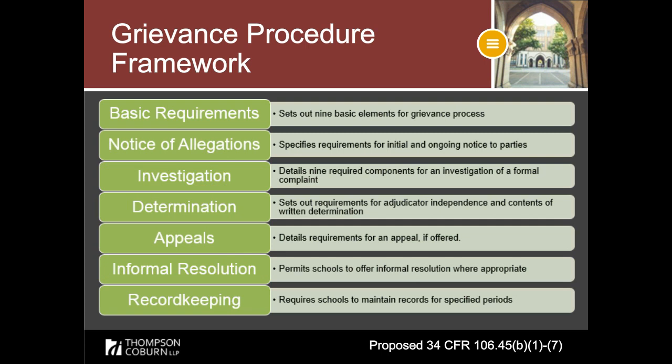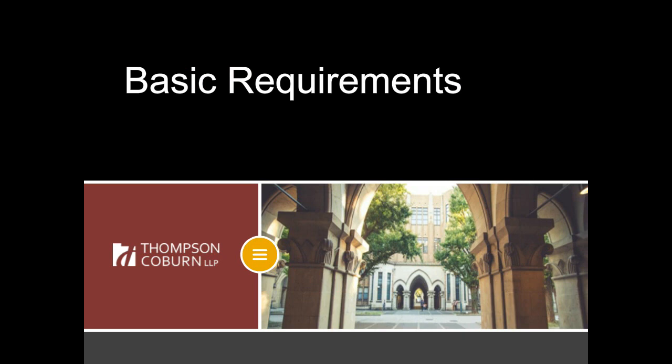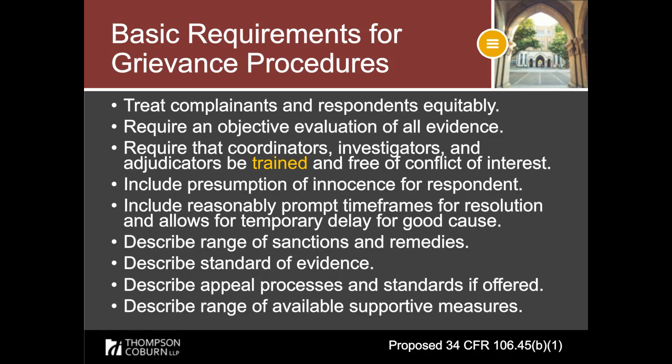Okay, basic requirements. You have to treat complainants and respondents equitably. No problem. Require an objective evaluation of all evidence. And some of these are almost like goals, right? Require that coordinators, investigators, and adjudicators be trained and free of conflict of interest. So you've got significant training requirements here. Include a presumption of innocence for the respondent. So you have to include in your policy, and this is in a couple of places in the proposed rule, you actually have to include a statement that says respondents are essentially presumed innocent until proven guilty.